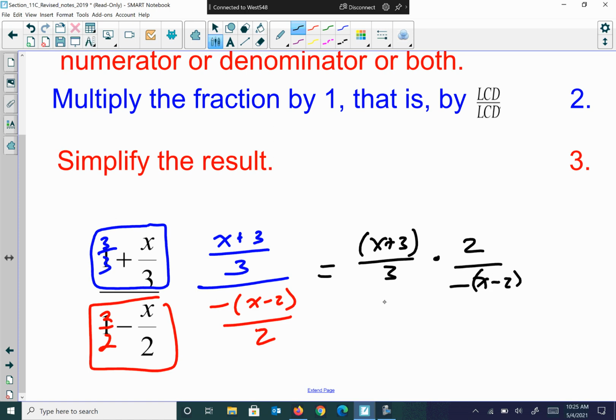Doesn't look like anything's going to cancel out, so my answer is going to be negative (2x plus 3) over (3x minus 2). There's no reason to distribute over.